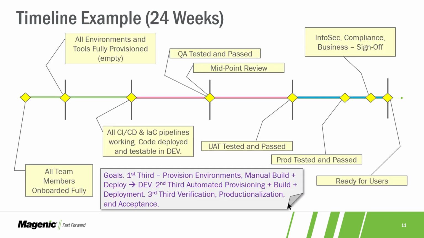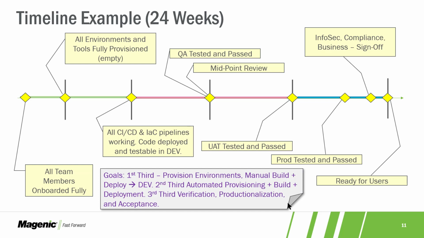So here's a timeline example of the rule of thirds. That is to say, for a particular length of project, like 24 weeks, we break that into thirds, and we say that each third has a theme or a goal. And so the goal of the first third is get everybody onboarded, everybody working. And at the end of the first third, you should be able to demo the system in the development environment, even if you had to provision and deploy and fiddle it manually.